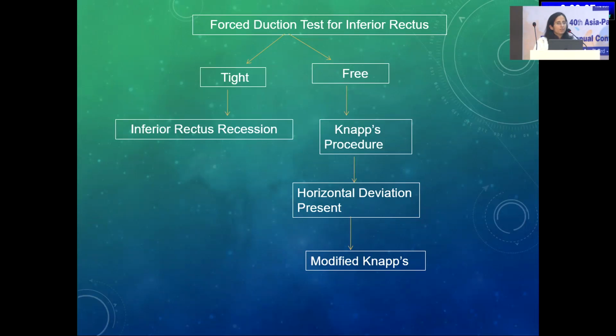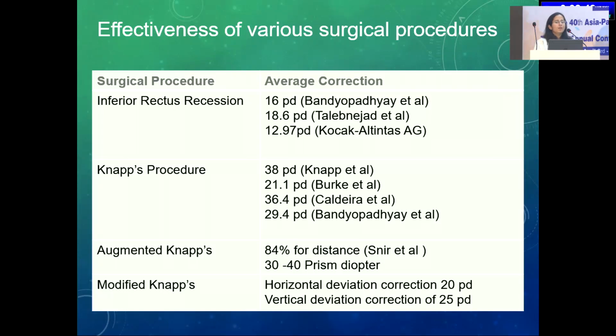However, if it is free, then go for a NAPS procedure, and if the horizontal deviation is also present, go for a modified NAPS. That means you resect the muscle and then you transpose it. Another viable option in these cases can be modified Nishida or contralateral eye surgeries.